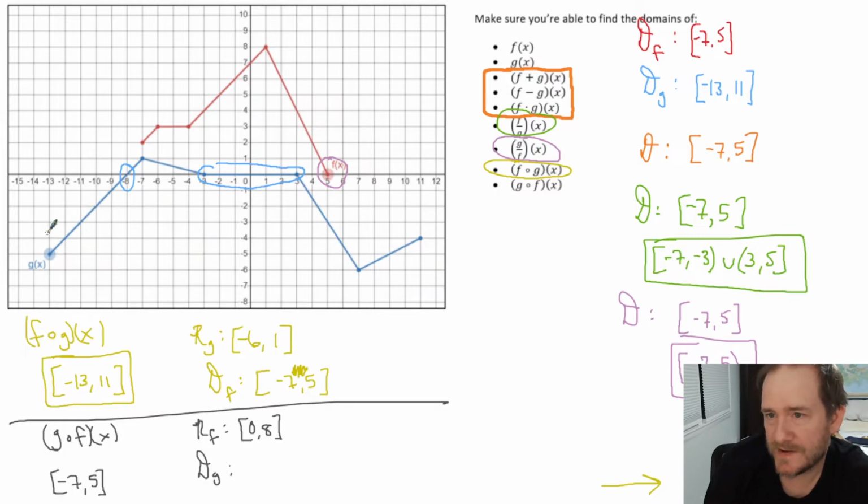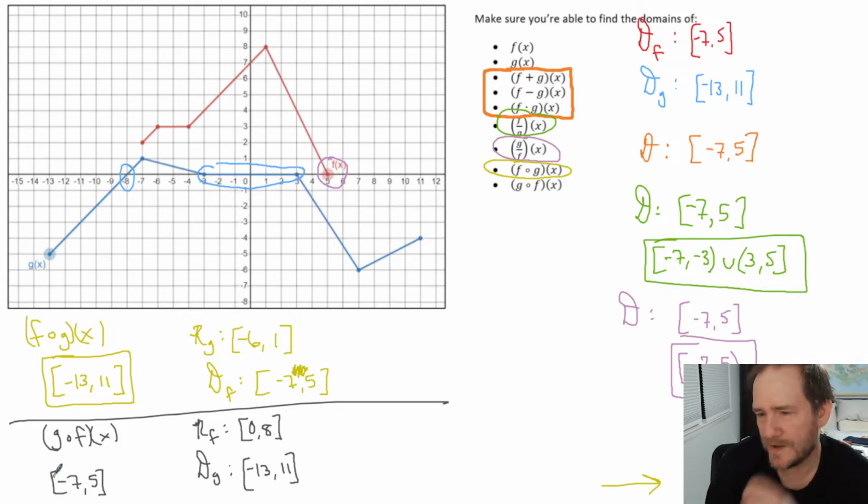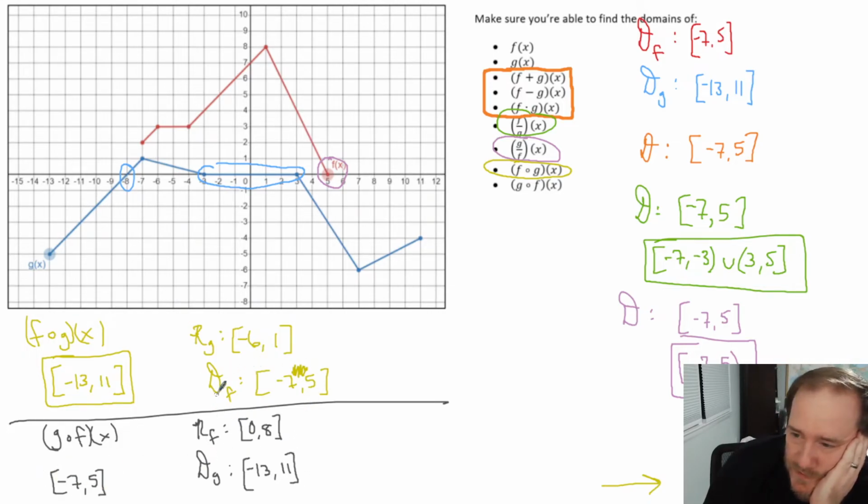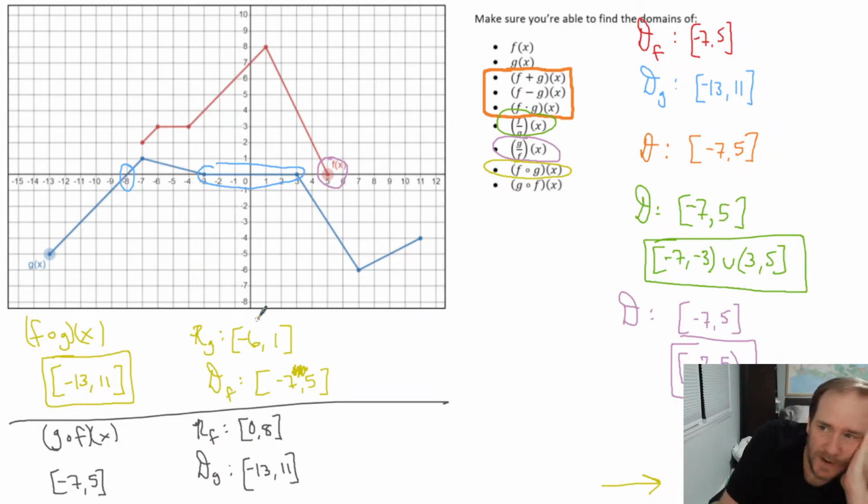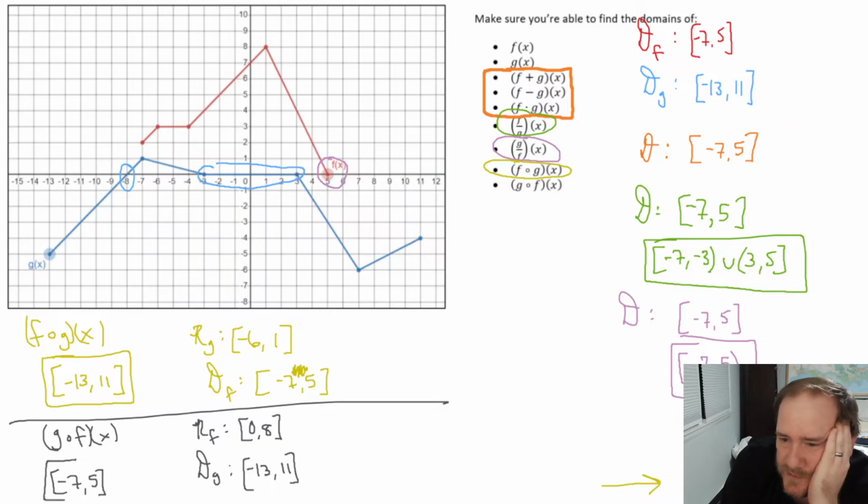Well, g's got that huge domain, right? -13 all the way to... I thought I set this up, though, that some of these were bad. I guess not. Maybe I screwed up. -13 all the way to 11. I'm not screwing up, am I? I thought I set this up to have some further restrictions, but maybe we don't. According to this, everybody in the range of f falls in the domain of g, so there would not need to be any further restrictions again.